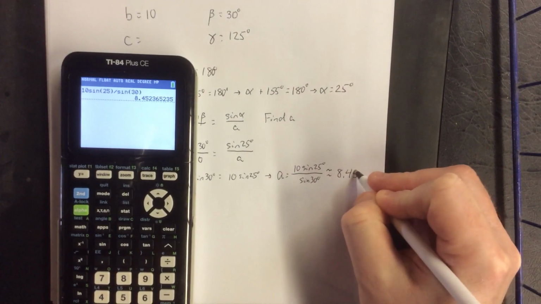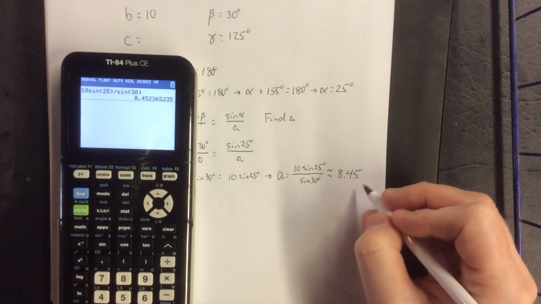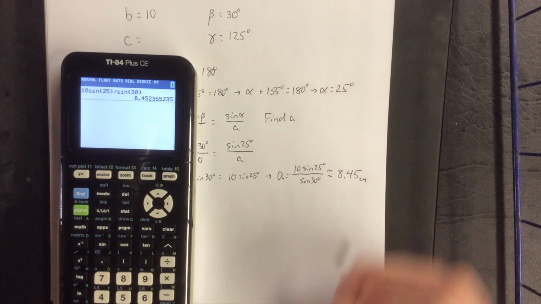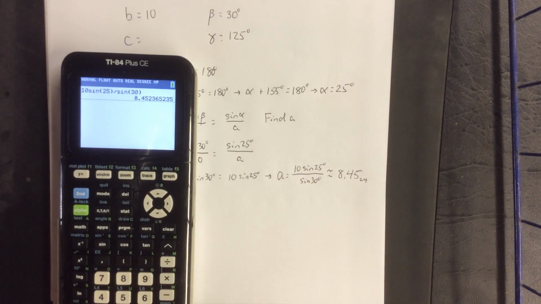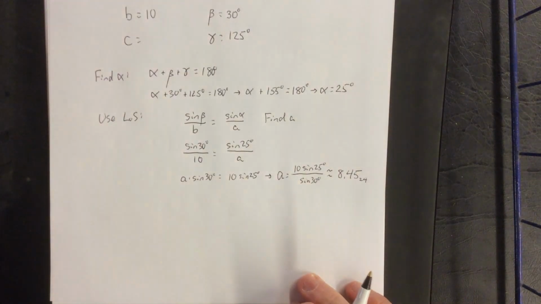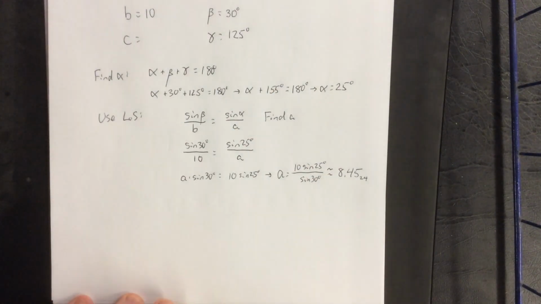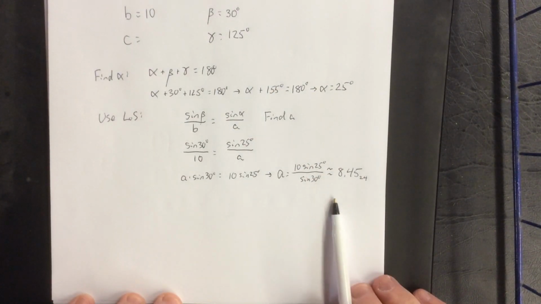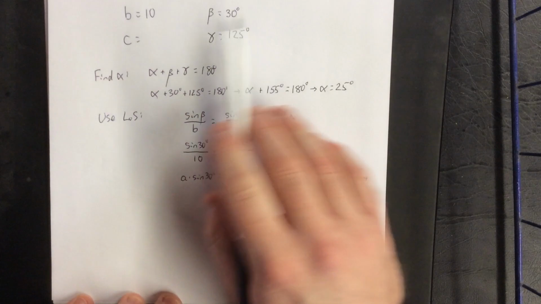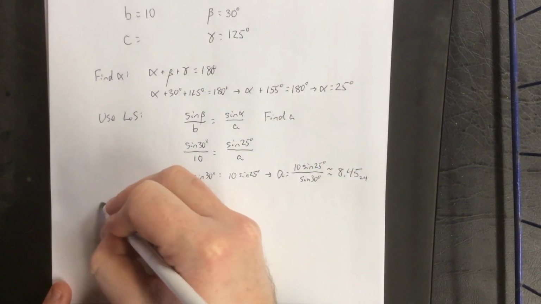Now, I like to round my final answers to the second decimal place, but in the event that we need to use it for an additional calculation, we'll include a couple extra places. In the meantime, though, we can label side A as being 8.45.